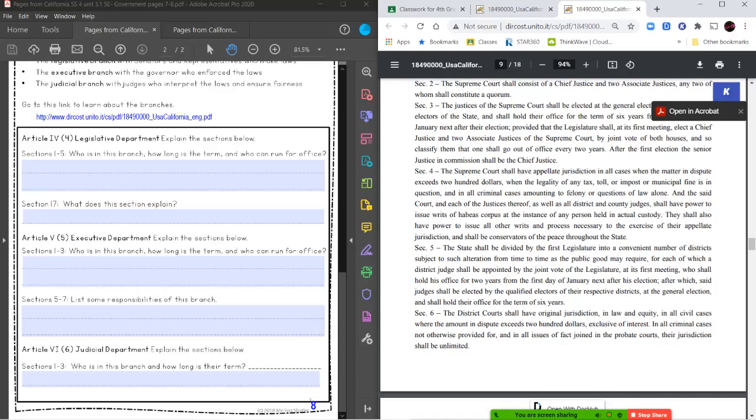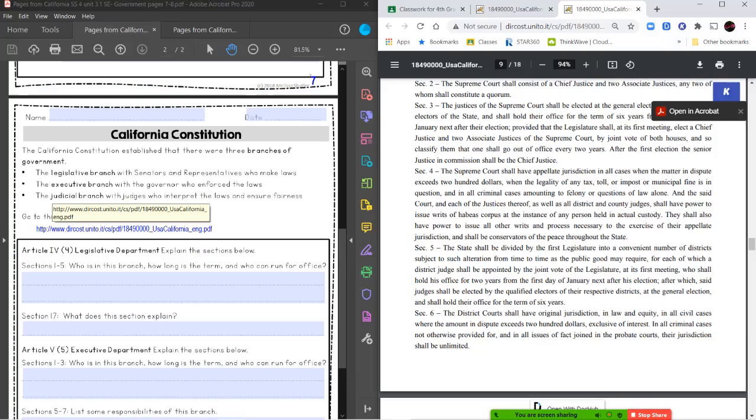So go ahead and make sure you've got your answers down and you're writing or typing clearly, you're checking your spelling, and that your name and date are on your papers. And that will take you through your social studies assignment for this week.